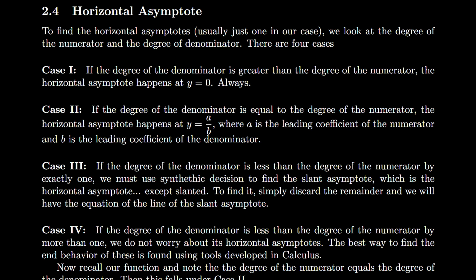But if the degree of the denominator is less than the degree of the numerator by exactly 1, that is, you've got something like, for case 3 here, x squared plus 1 over x minus 4, then this is less than this by exactly 1. 1 is exactly 1 less than 2. Or maybe you've got x cubed plus 3x plus 1 over x squared plus 4. This is less than by exactly 1.